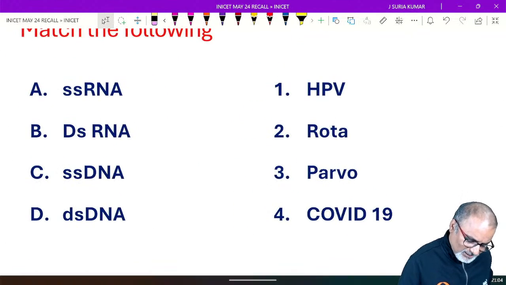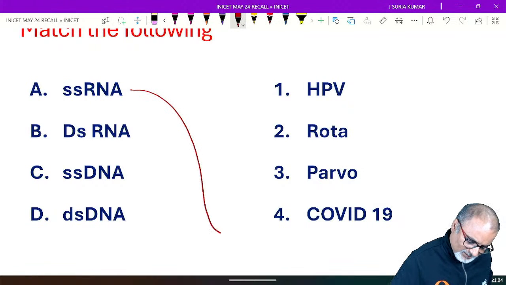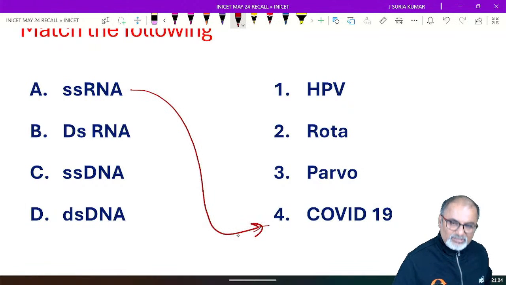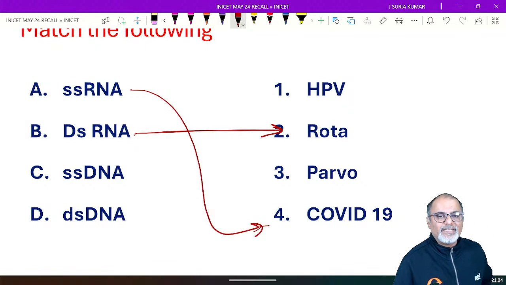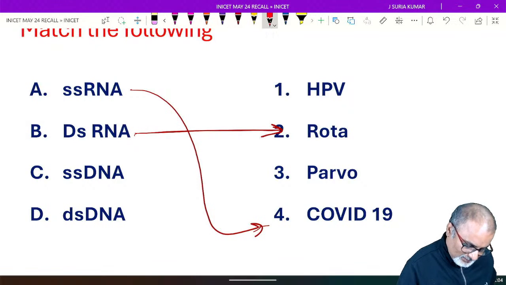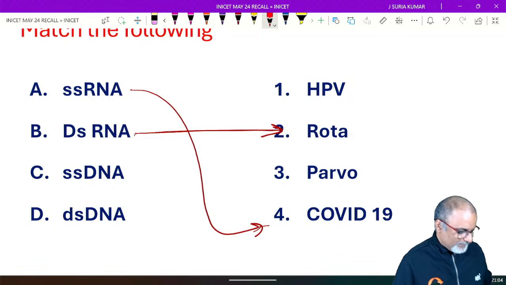Here, single stranded RNA, COVID-19, SARS-CoV-2. Double stranded RNA example is rotavirus, Reoviridae. And the biofilm question, okay, I will write it.